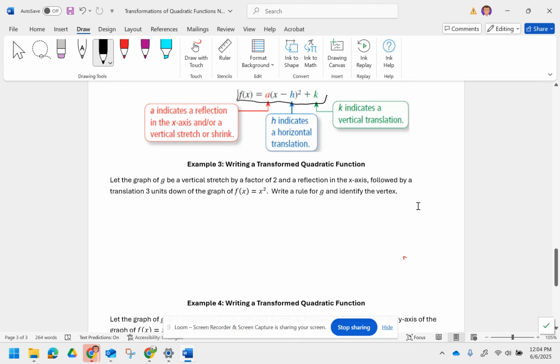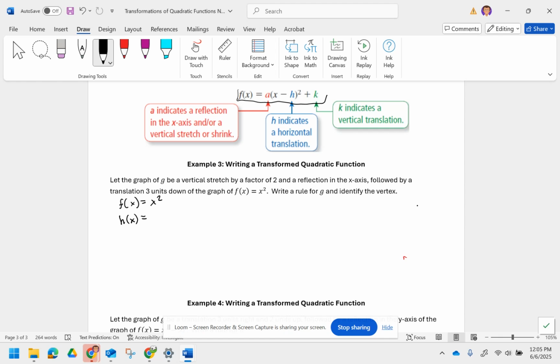Okay, so we're starting with the equation f of x equals x squared. Now there's 3 transformations here, but I think we can do 2 of them at once. So I'm not going to jump straight to g. I'm going to start with h of x. Now h of x is going to be the combination of the first two, the vertical stretch by a factor of 2 and a reflection in the x-axis.